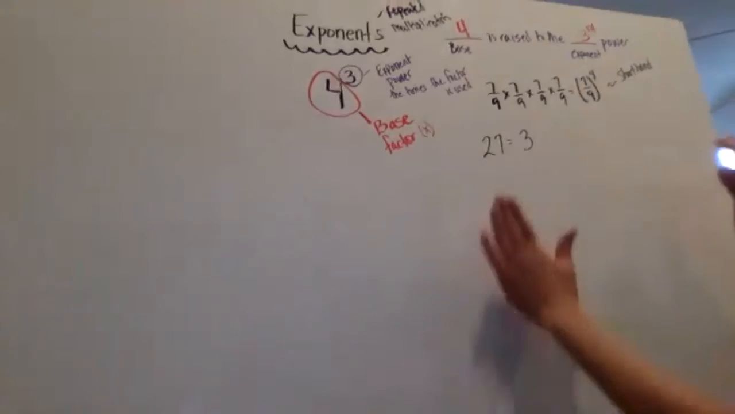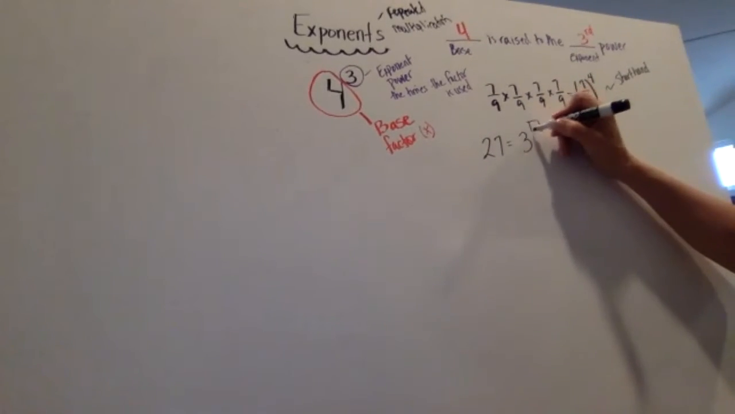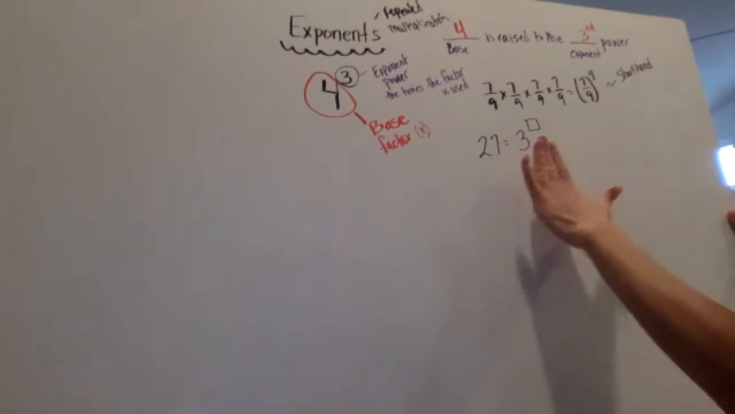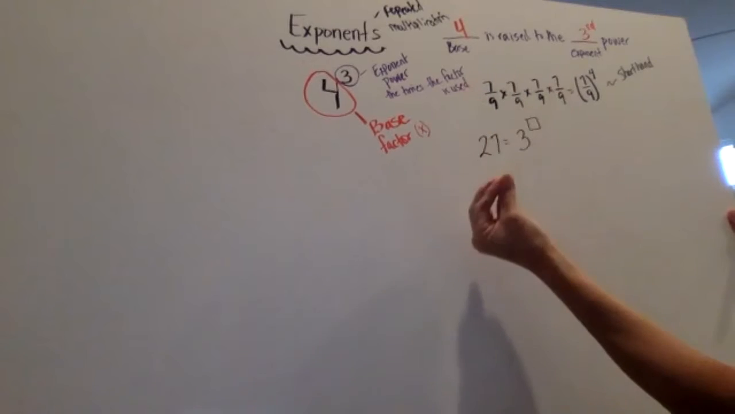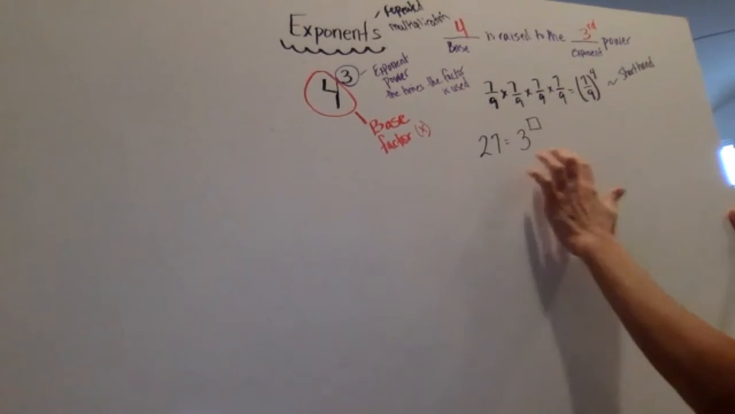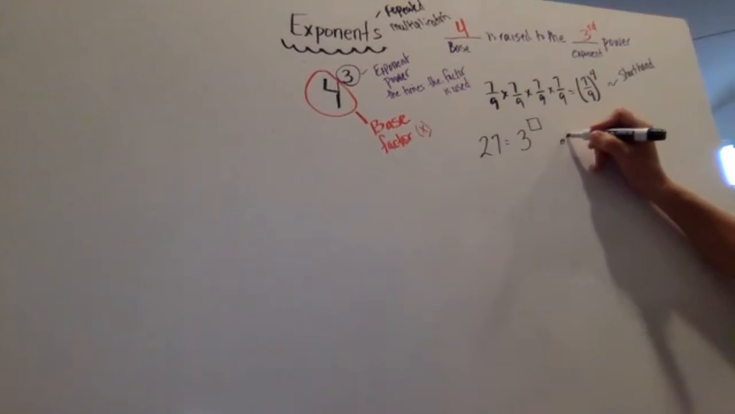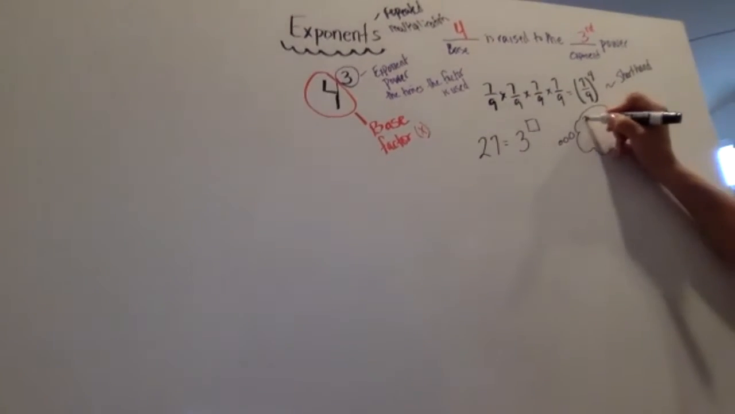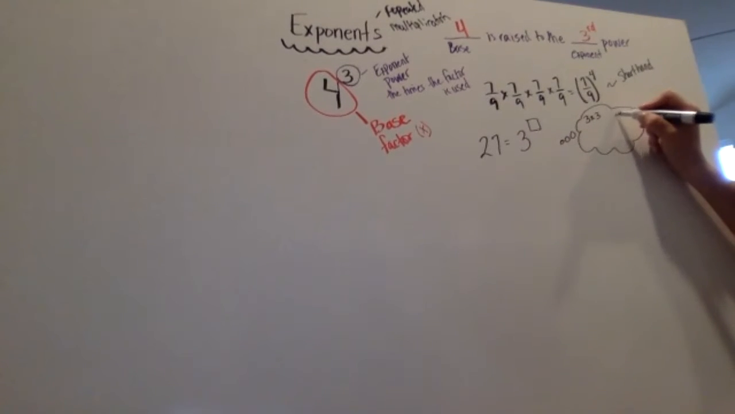Think, well, 27 is 3 raised to what power? So in this case, the problem gave me the base, it gave me the exponent's value, and now I just need to think of how many times I would multiply 3 by 3 to get to 27?